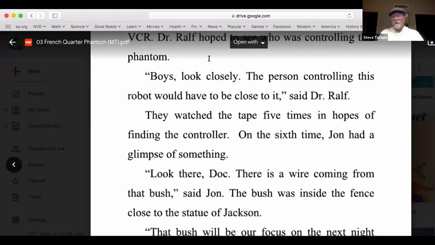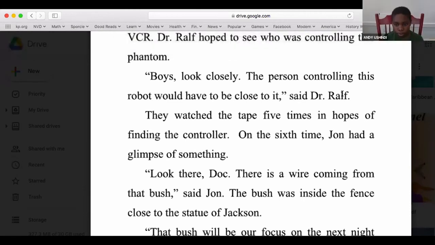Okay, my turn. We're going to echo. Hold on. Boys, look closely. The person controlling this robot would have to be close to it, said Dr. Ralph.